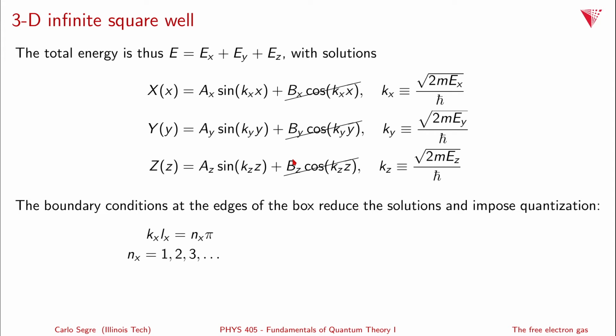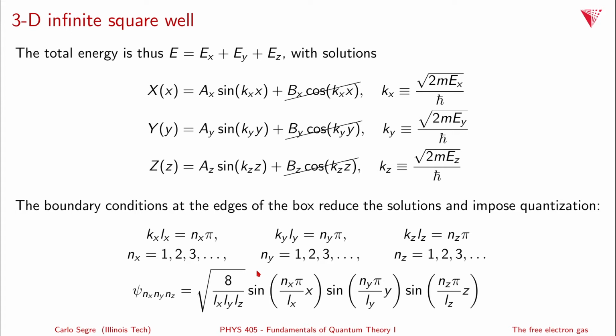At the other end of the box, that is L sub x, L sub y, L sub z, the wave function must also be equal to 0. And that introduces the usual boundary conditions that give you quantization. So k sub x times L sub x is equal to n sub x times pi, and n sub x is 1, 2, 3, off to infinity. Similarly, k sub y times L sub y is equal to n sub y times pi, and the same thing for z: k sub z times L sub z is equal to n sub z times pi. Now, in principle, Lx, Ly, and Lz are different from each other, and so these are different scales.